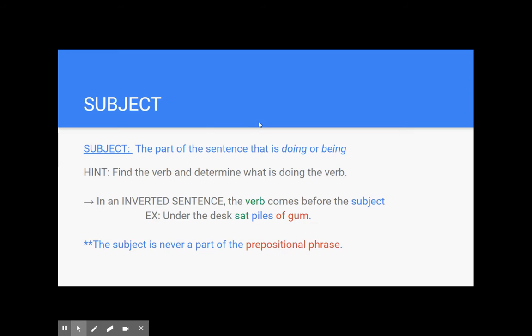Look at this example. Under the desk sat piles of gum. Let me give you a little hint. The subject is never ever a part of the prepositional phrase. So you get rid of under the desk, and you can get rid of gum. Now we're just stuck with sat piles. Which one of those is the action? Your verb is sat. Piles then would be the subject. So piles sat, okay?